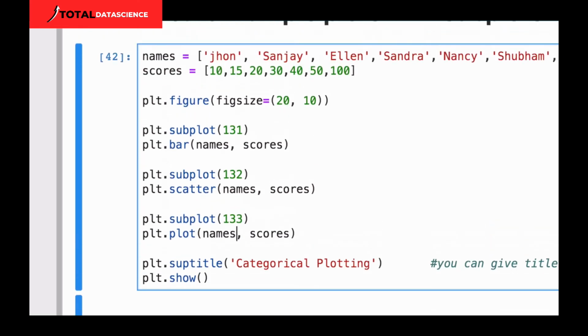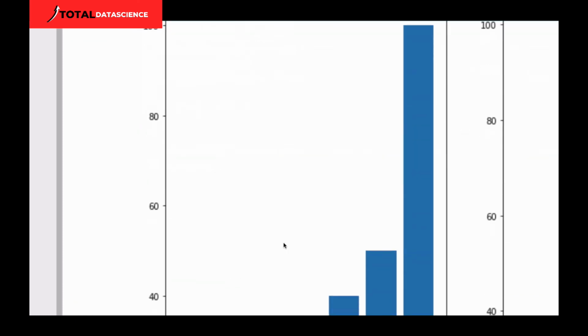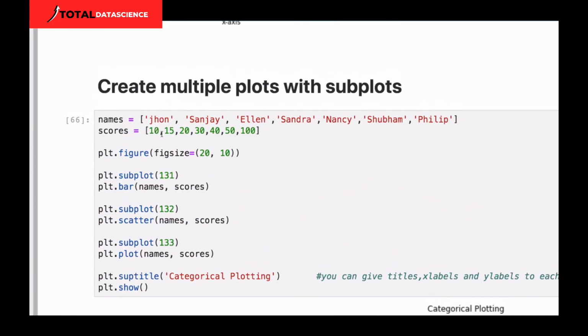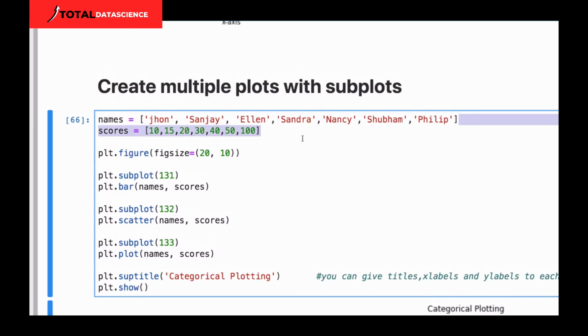Okay, so that should work perfectly for me. Now what is happening here is that I'm creating these names, which contain the names of students, which are John, Sanjay, Ellen, Sandra, Nancy, Shubham, and then Philip. Then I have the scores of these students. Someone scored 10, someone scored 15, someone scored 20, someone scored 30, someone scored 40, someone scored 50, and then someone scored 100. So I have names of students and their scores here.